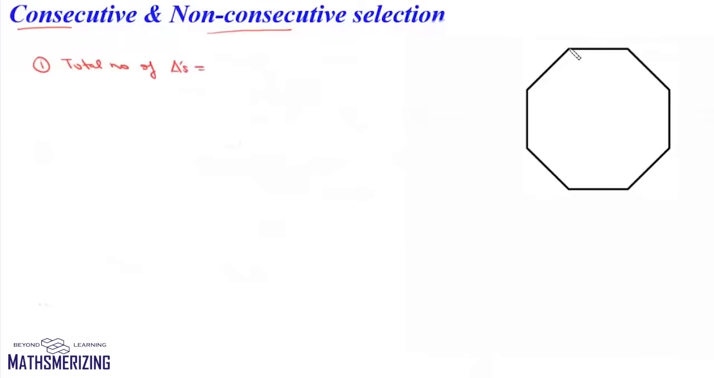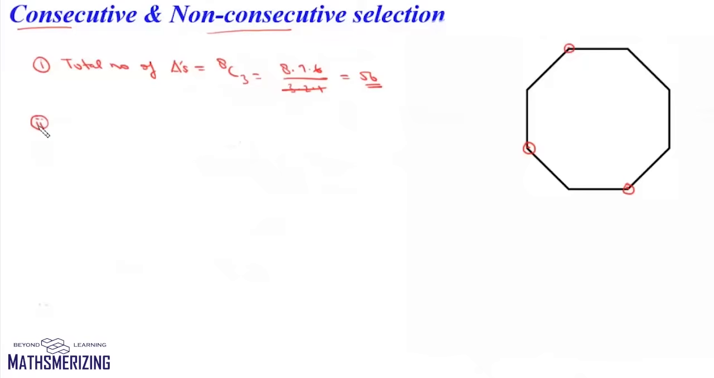So we know that for a triangle, we need 3 vertices. So there are 8 vertices. From these 8, we need to select 3. It can be done in 8C3 ways, which is 8, 7, 6 over 3, 2, 1, so it'll cancel. So it'll be 56. So the total number of triangles that can be formed within this octagon is 56.